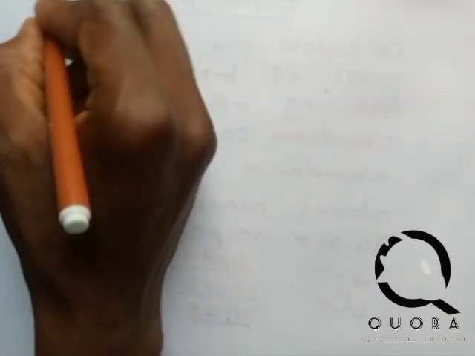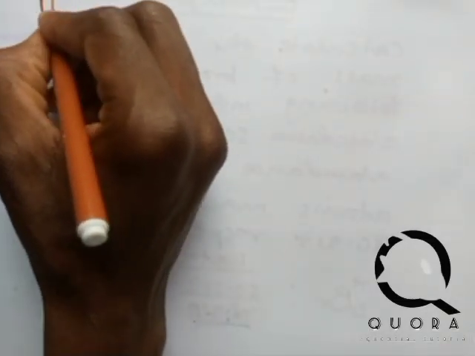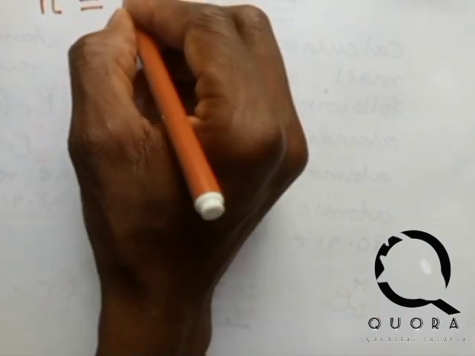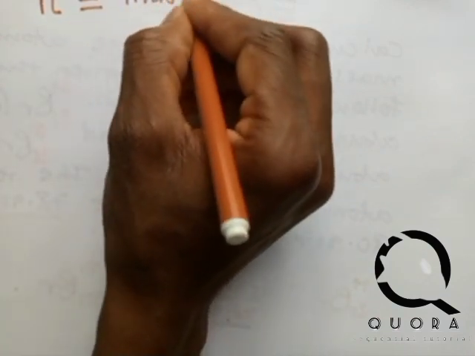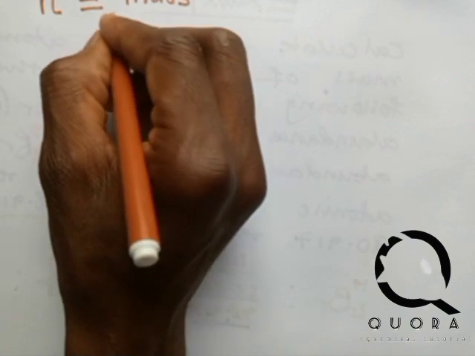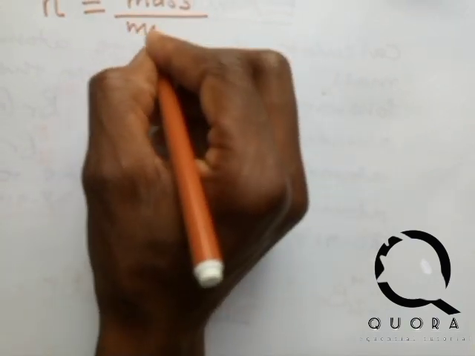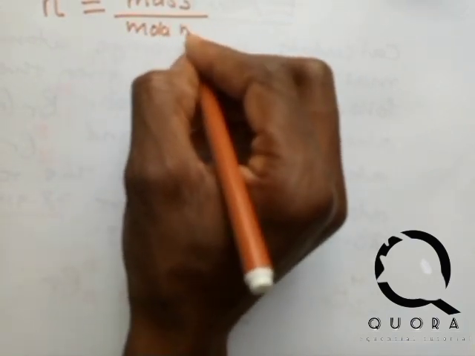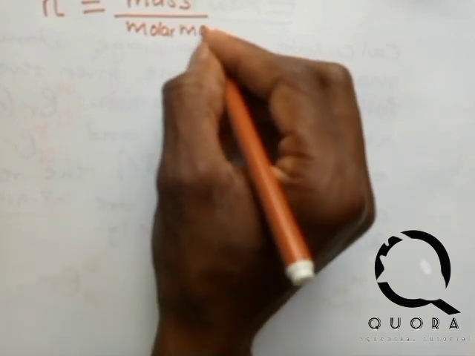If you want to calculate the number of moles, the number of moles must be equal to the mass of that same element given in the question, divided by the molar mass. Where do you get this molar mass? The molar mass is found on the periodic table.